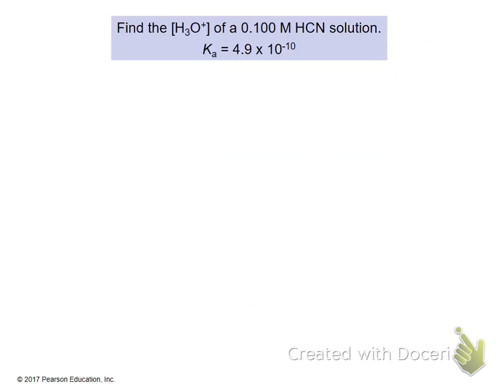All right, so here's an example. Find the concentration of the hydronium ion of a 0.100 molar hydrocyanic acid with a Ka value of 4.9 times 10 to the negative 10. All right, so the first thing that you want to do here is to set up your reaction equation. Right, and HCN reacts with water. And we know it's a weak acid because the Ka value here is less than 1.